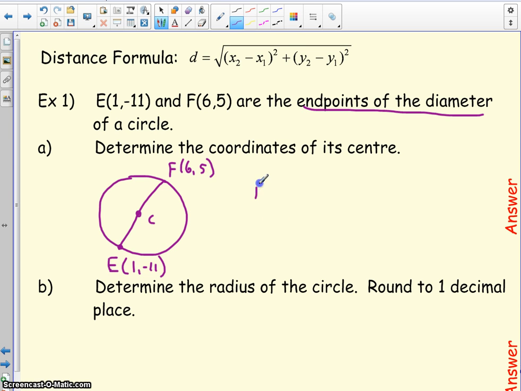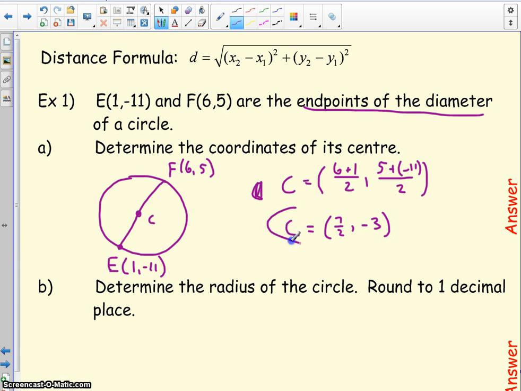So my center is going to be equal to the average of my x values. So I'm going to have 6 plus 1 over 2. And the average of my y values, which is 5 plus negative 11 all over 2, which simplifies into 7 over 2, and 5 minus 11 is negative 6, so negative 3. So the center of the circle will be there at 7 over 2, negative 3.